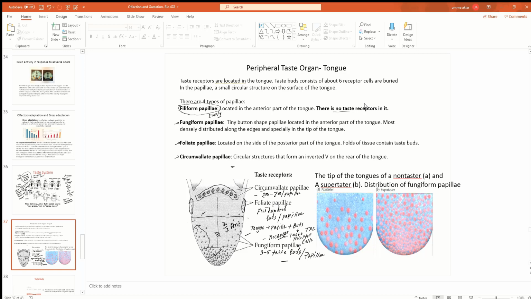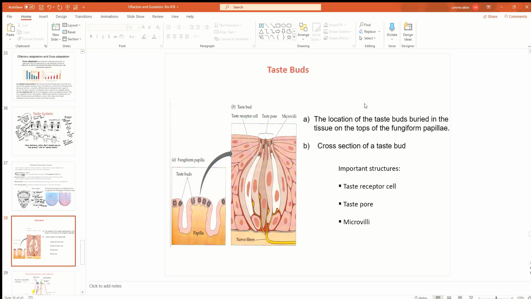Now the location of the buds. If you see a fungiform papilla, this is a fungiform papilla, this one. So this is another, this is another. So these are the taste buds. So you see, in case of fungiform papilla, the taste buds are few, that I mentioned in the last slide, and they are located in the upper surface of the papilla. Okay, so located in the upper surface of the papilla, not at the edge or sides of the papilla.